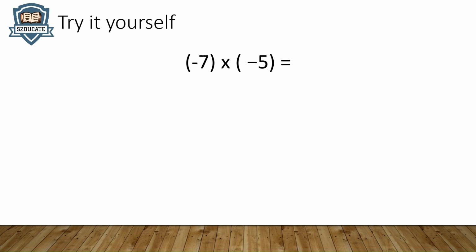Minus 7 times minus 5. Minus 7 is a negative number. Minus 5 is also a negative number. The signs are the same. Your final answer is positive. 7 times 5, 35.